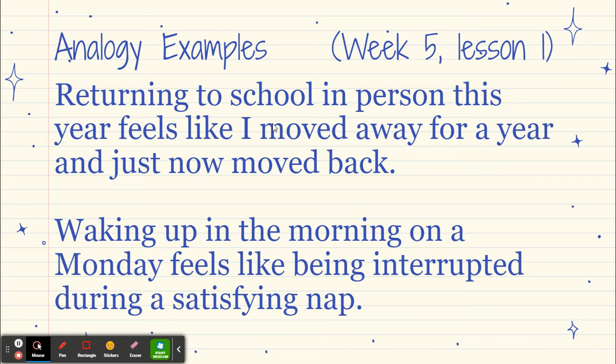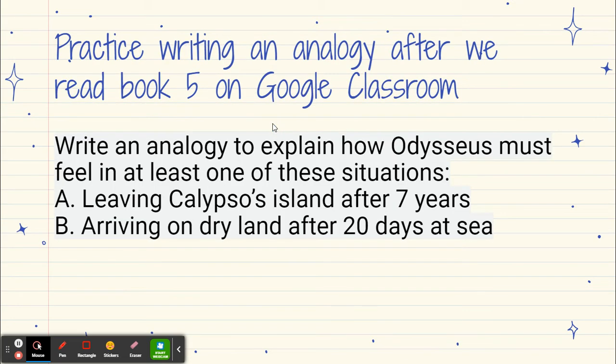All right, now to tie it into what we're doing for this assignment. I want you to pick one of these situations Odysseus found himself in Book 5. In Book 5, we see Odysseus leaving Calypso's island after 7 years.